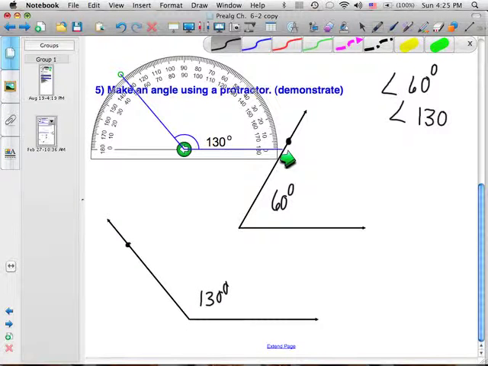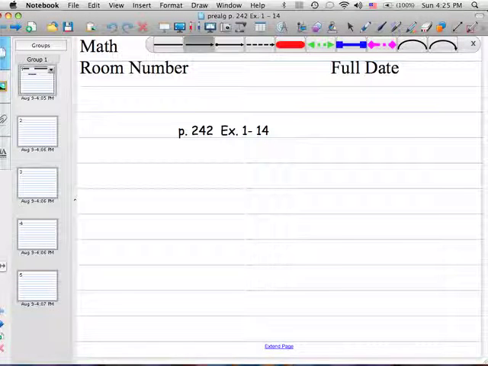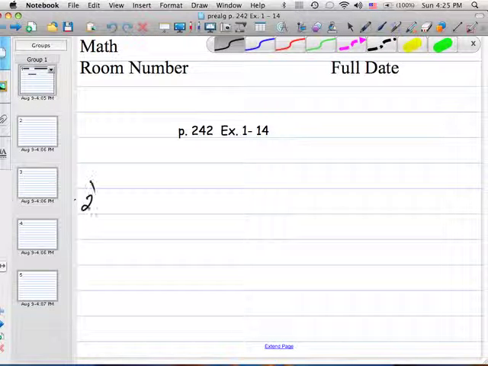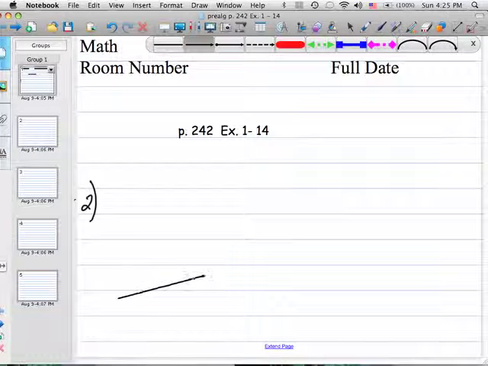Okay, we're ready to go ahead and do the assignment. So you need your protractor. We're on page 242. Problem number 1 says use a protractor to measure each angle. I'm going to try to reproduce the angle that's in the book. So number 2, actually you could just take your protractor and measure it right on the book, which is a little hard for me to do.